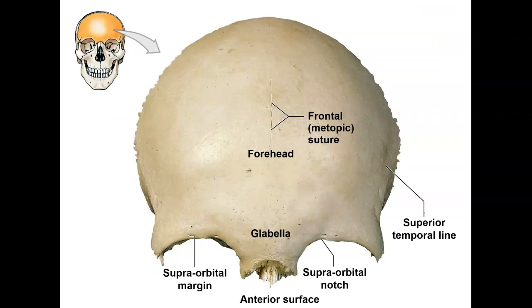Looking at the frontal bone, you have what's referred to as a frontal or metopic suture through the center of the forehead. You have a section between the eyes that's referred to as the glabella. You need to know that. You have the supraorbital margin, which is where the eyebrow kind of is. You have what's referred to as a supraorbital notch, and that's like an indentation there in that eye socket or orbital region.